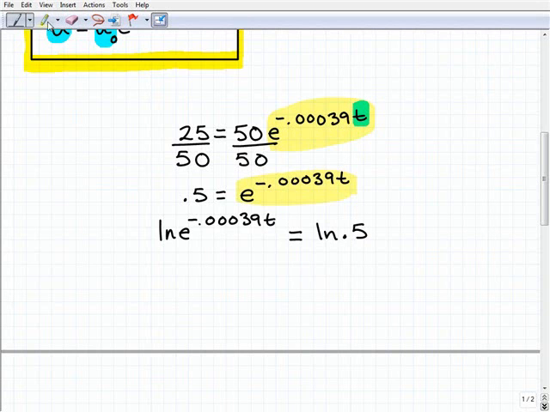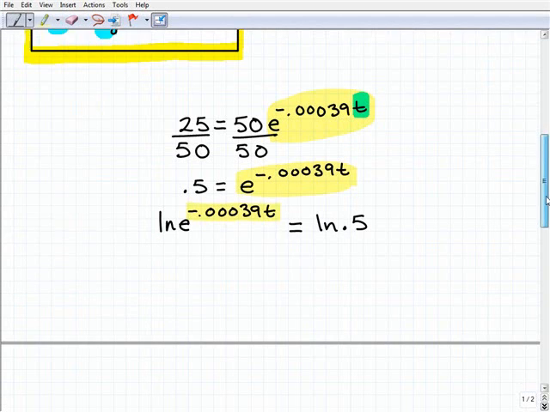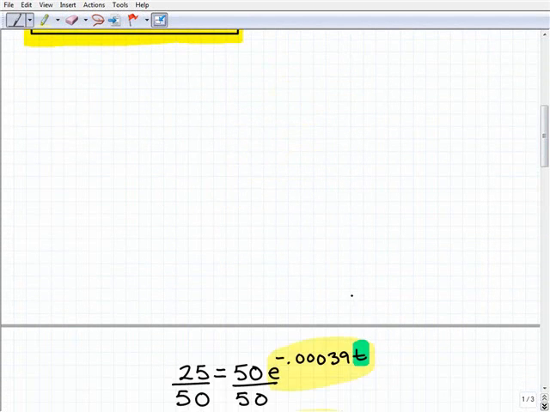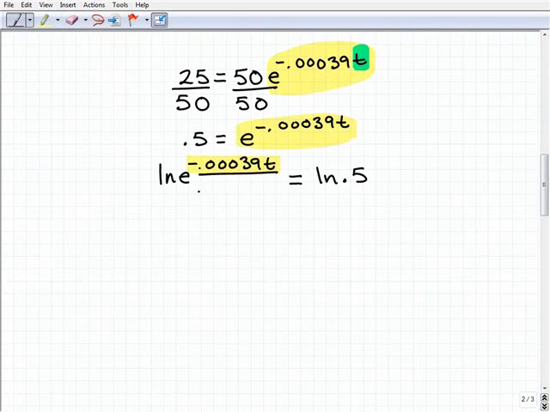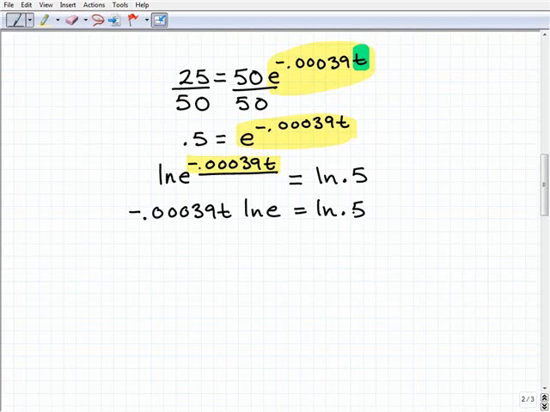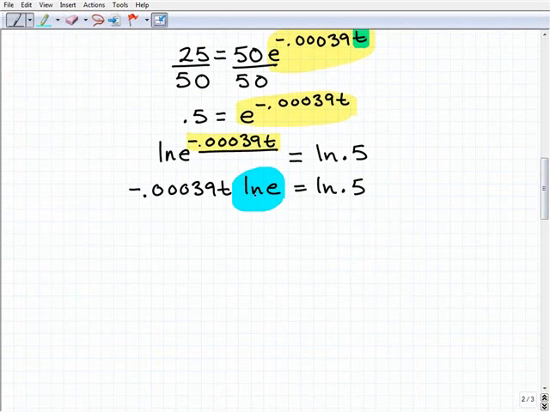Once I've done that, of course, I can drop down this power. Let's take this whole problem and move down here a bit. Once I've done that, I can drop down this exponent using the power property of logarithms. This is going to be negative 0.00039t ln e equals ln 0.5. Now what? You should have screamed it out to me: ln e is equal to 1, so get rid of it. That's exactly right. ln e is equal to 1, so it just goes away.